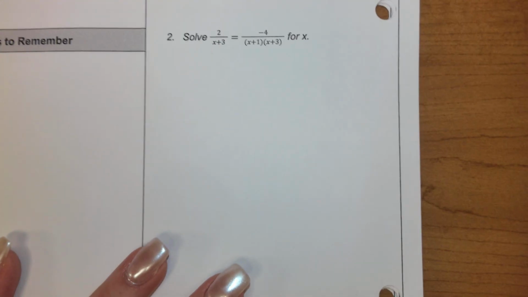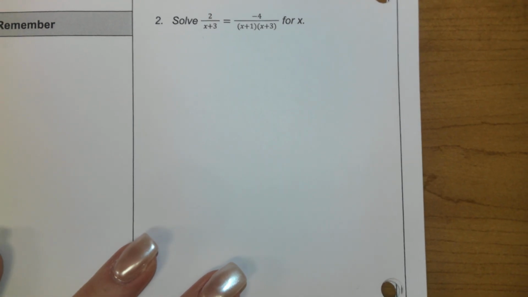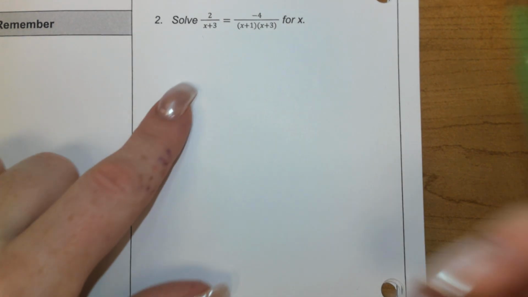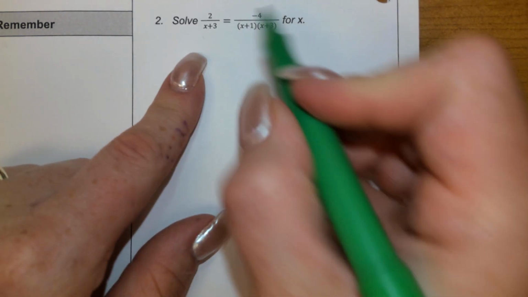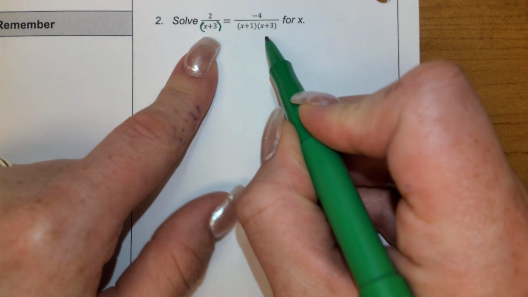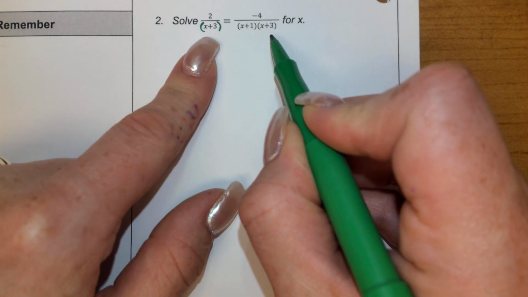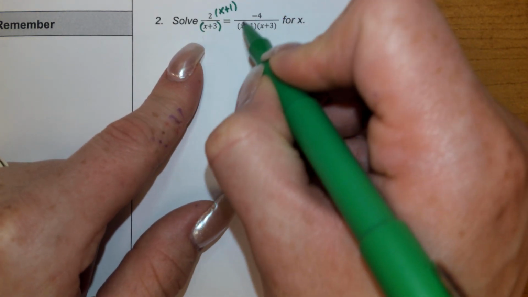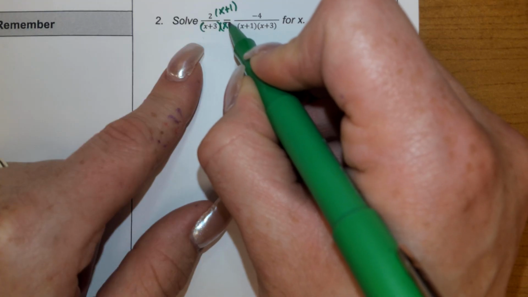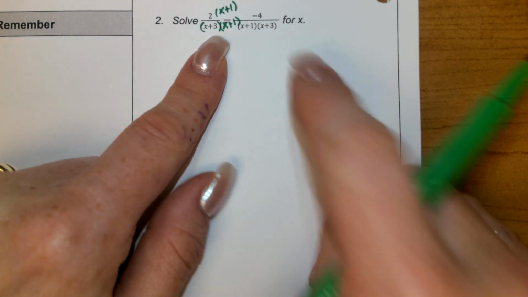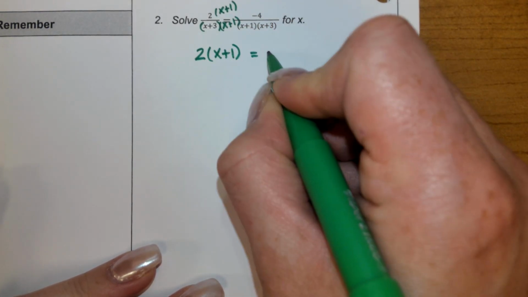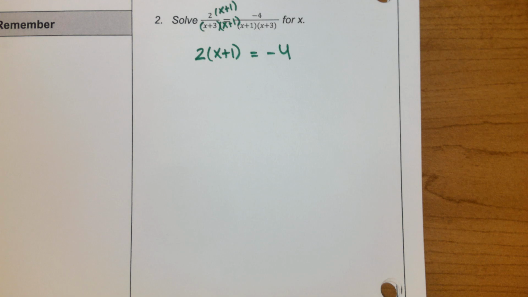Okay, number 2. Now the denominators in this case are almost the same. So I'm going to use that trick, they almost have the same factors. They both have an x plus 3. So instead of cross multiplying, I'm actually just going to multiply this side by the factor that it's missing, x plus 1 over x plus 1. And now that they both have the same thing in the denominator, I can ignore those denominators. So 2 times x plus 1. You can also cross multiply. This is just a little bit faster.